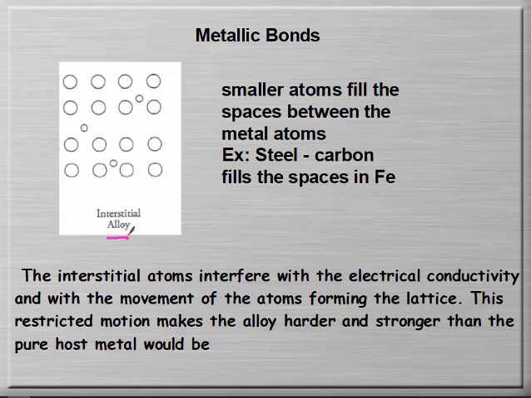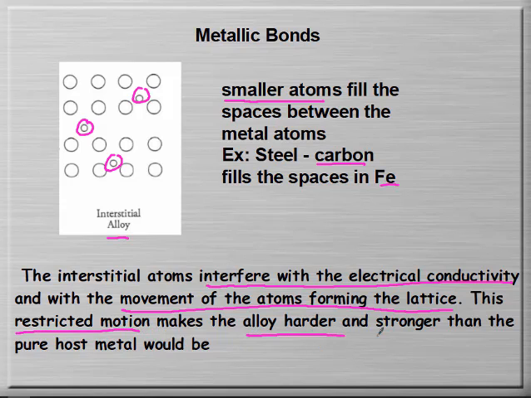So now let's talk about alloys a little bit. We have two types of alloys, interstitial and substitutional. In an interstitial, we have smaller atoms that are going to fill the spaces between the atoms, such as steel. Compared to iron, carbon's very small, and so it's filling these little holes in the gaps. It doesn't fill all of them, but you can change the percentage of carbon by filling more holes or less holes. Having some of those holes filled are going to interfere with the electrical conductivity and the movement of the atoms forming the lattice. This restricted motion makes the alloy harder and stronger because, again, it's not able to move as much because some of the holes or gaps are filled in. So it's not as flexible.